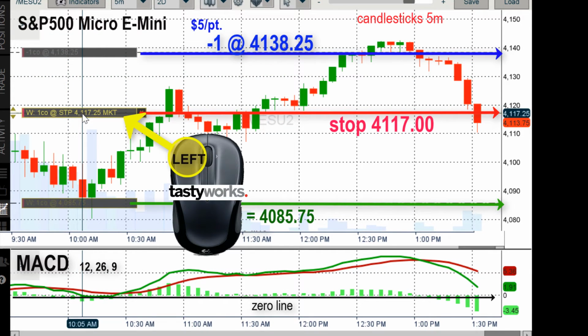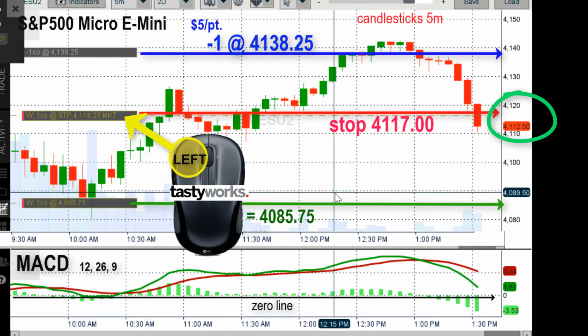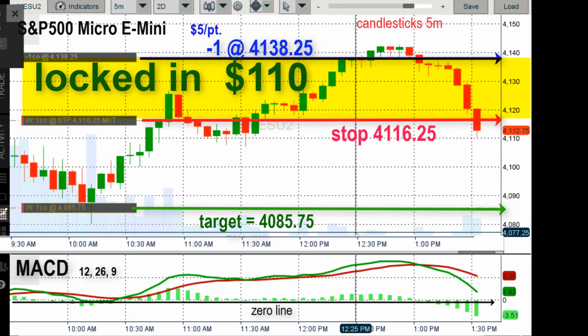That click and drag Tastyworks mouse is kind of like sweeping money off the floor. In that green circle on the right margin, you can see we're trading at 41.12 now. And my Tastyworks mouse is at work again. I've moved my stop down to 41.16 1/4. So I've locked in $110 now.